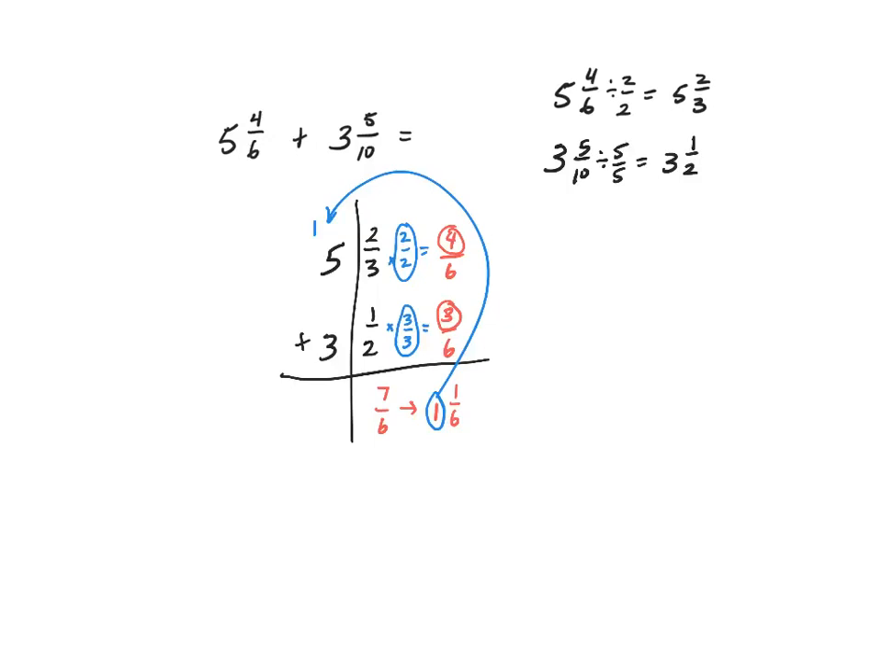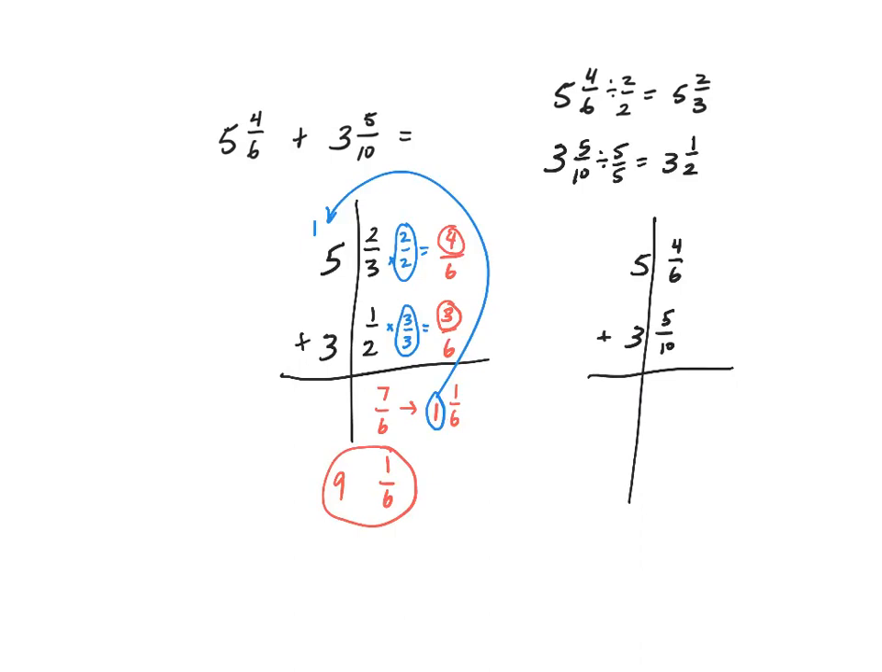And now I'm ready to add everything up. So in my fraction, I have 1/6 left. In my whole numbers, I have 5 plus 3 plus 1, which is 9. So I have 9 and 1/6. Now, just as an illustration here, I can take my original problem, 5 and 4/6, and 3 and 5 tenths, and I can do exactly the same thing to show you that they are the same answer, but the one without simplifying, there's going to be more work that I have to do.